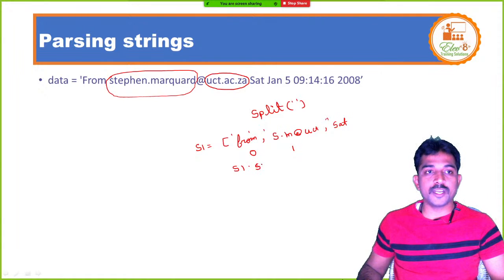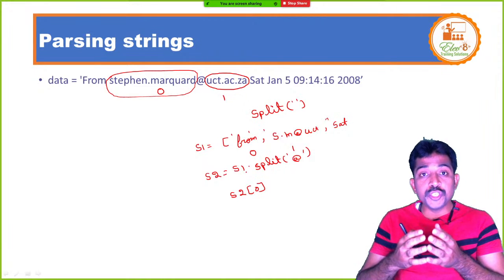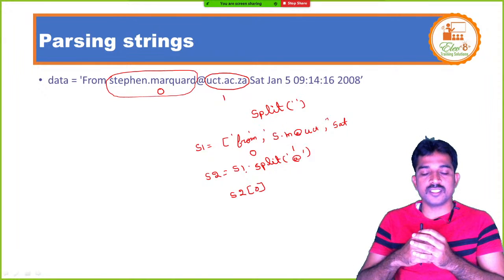s1.split('@'). If you apply at, what happens? The entire statement is divided into two parts. This is in the zero index, this is in the first index. If you print the zero index, then simply that is your answer. By simply using the split method, you extract the username from the given sentence.